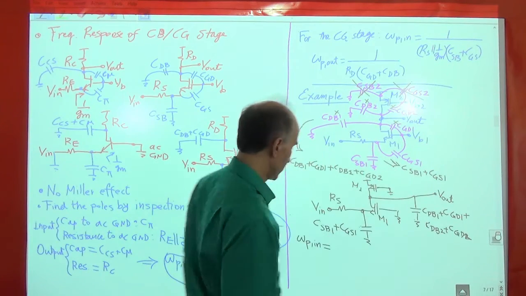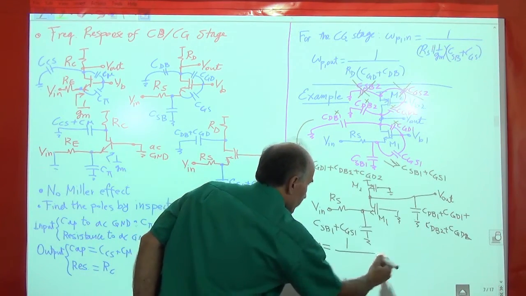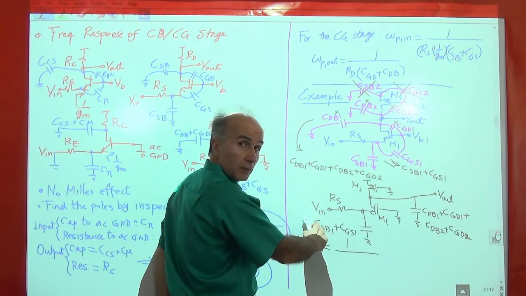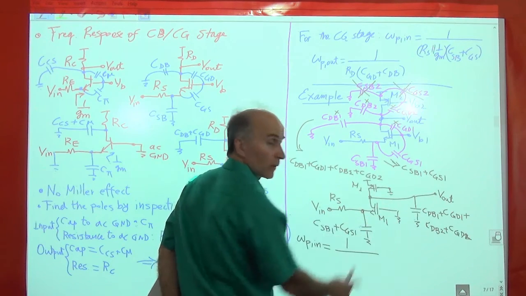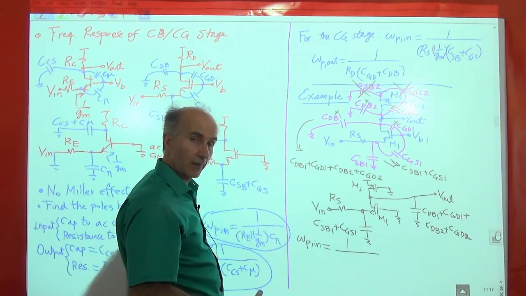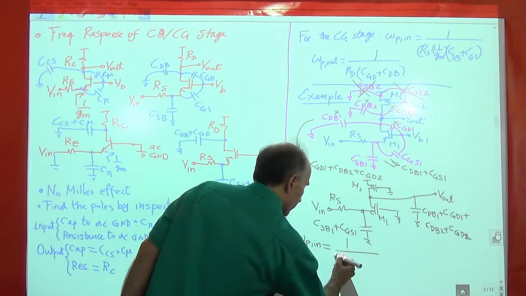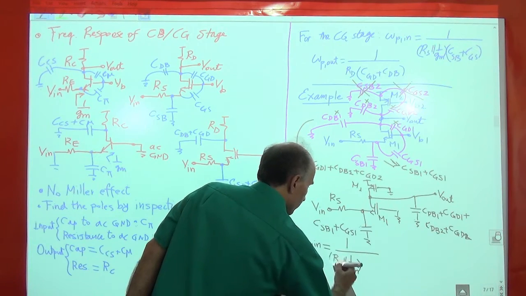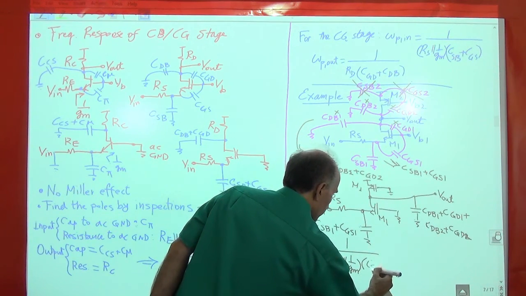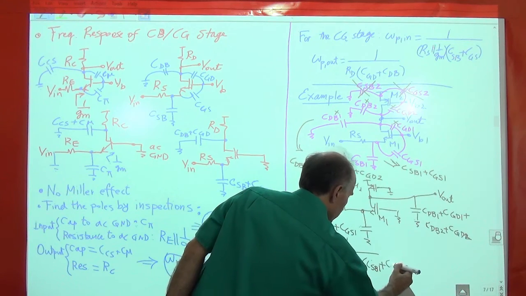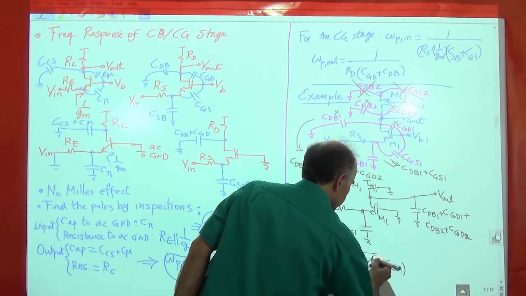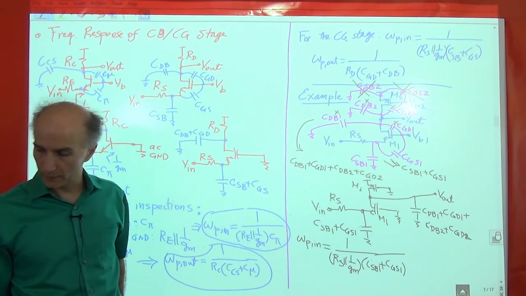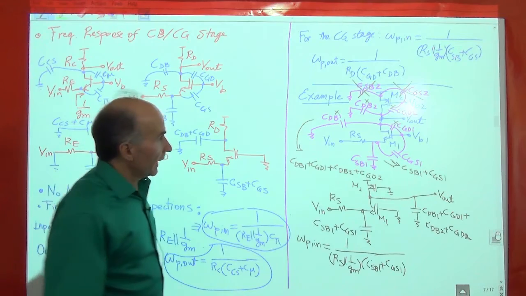The same thing. So we have 1 over the total resistance that we see at this node is RS looking to the left to AC ground, and 1 over GM looking to the right if we neglect channel length modulation. So it's RS in parallel 1 over GM multiplied by CSB1 plus CGS1. All right, so that's simple enough. Okay, that's great.